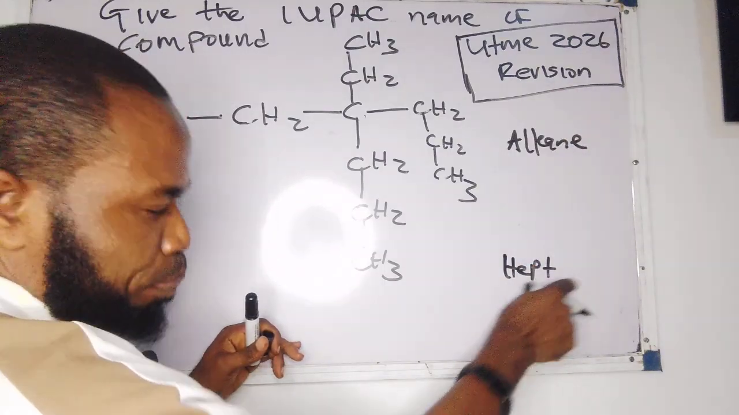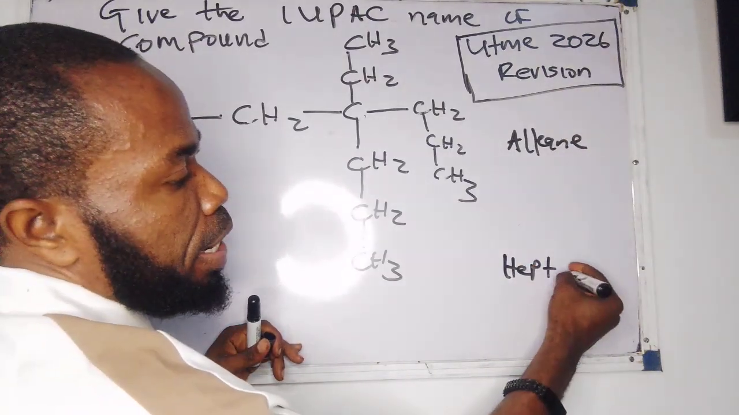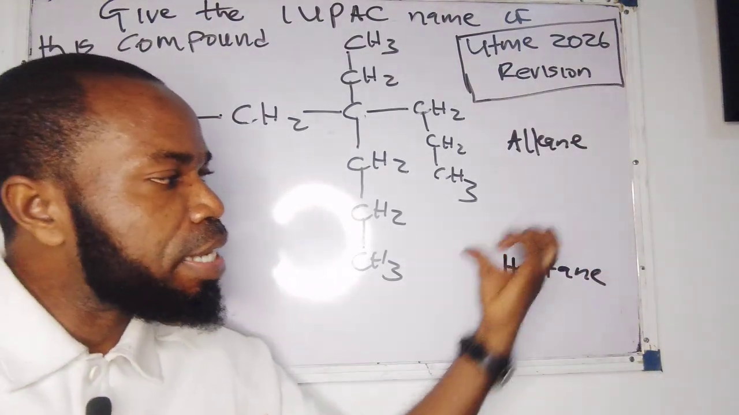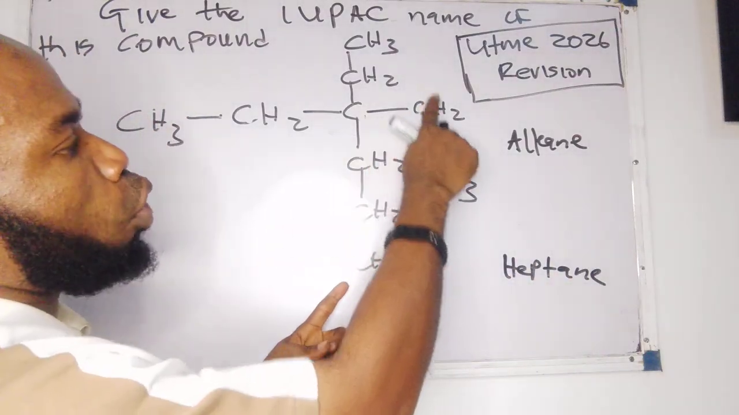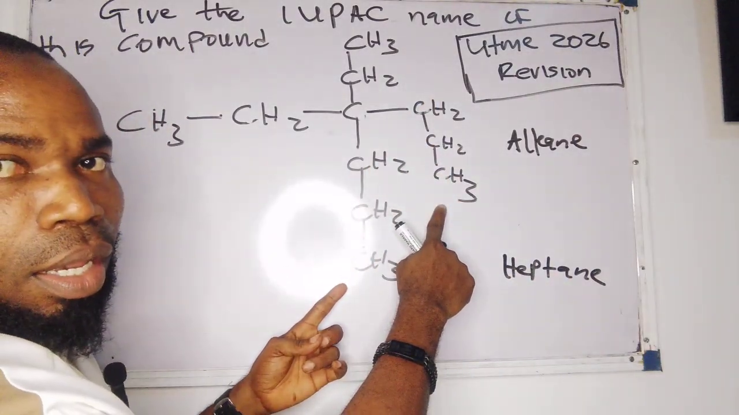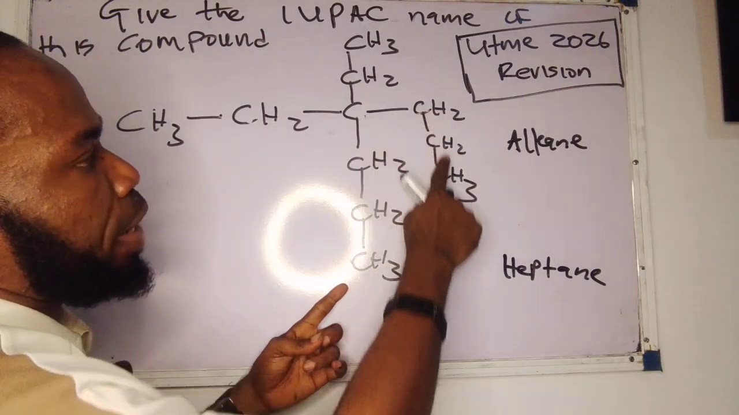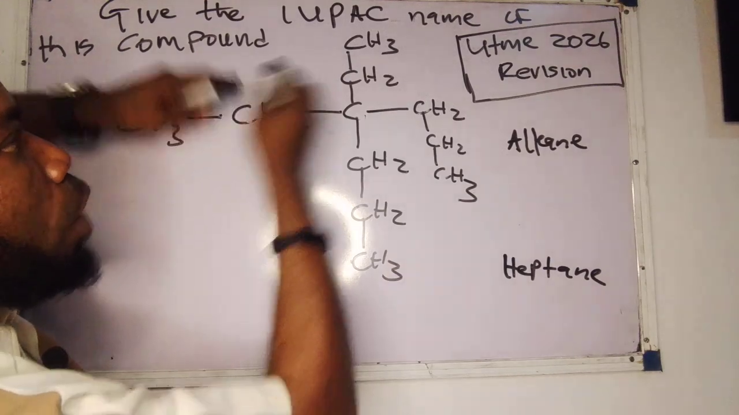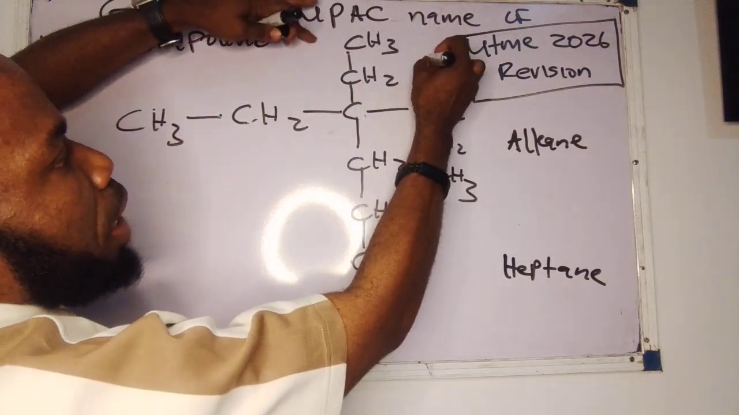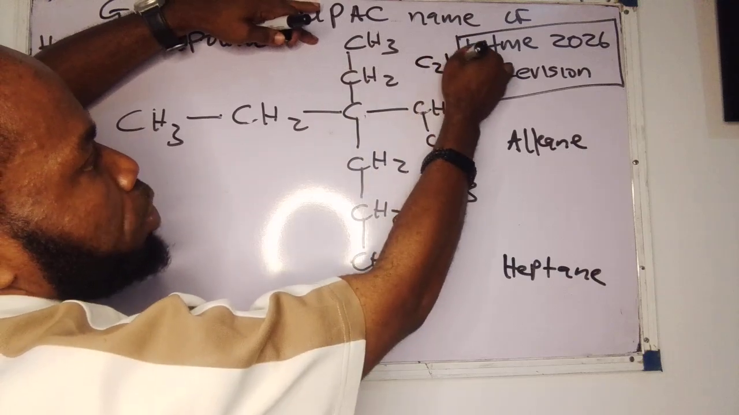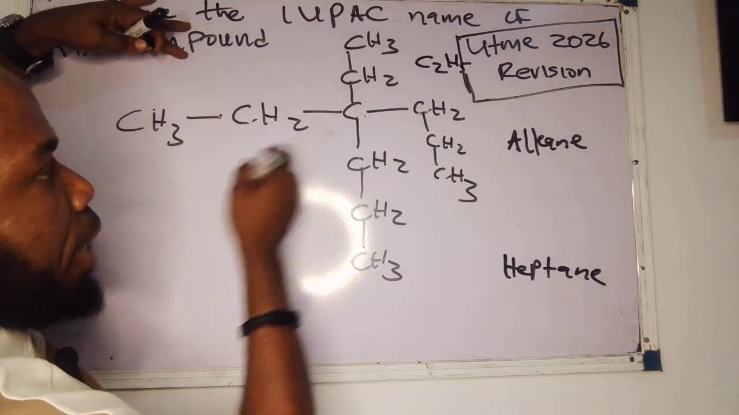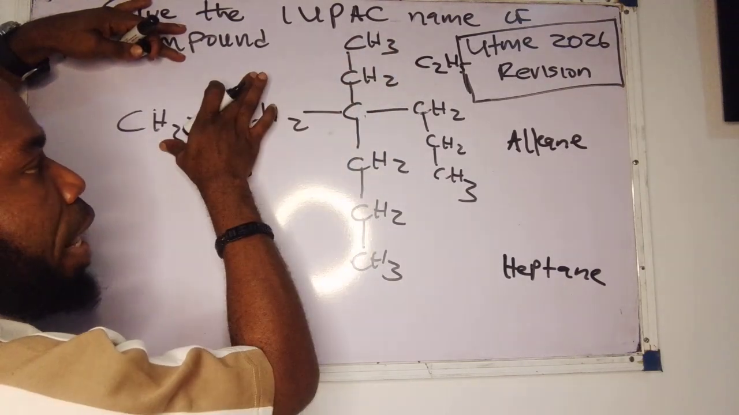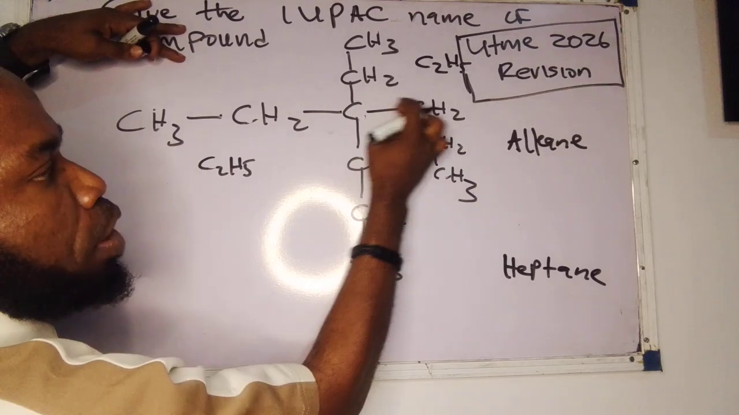It's going to have the suffix ane, so heptane. I've gotten my parent name, but that is not all. After getting the parent name, what is not part of the longest chain is a substituent. Since I have taken this as my longest chain, that means this and this are substituents. Now this compound is ethyl, summarized as C2H5. This other one is also ethyl. So you can see that this ethyl and this ethyl are acting as substituents. Why? They are not part of the longest chain.